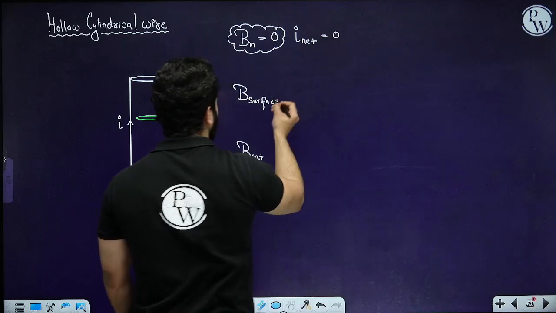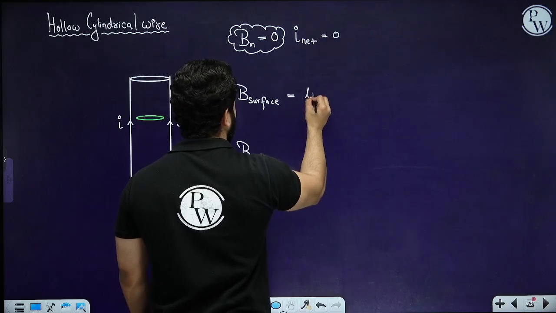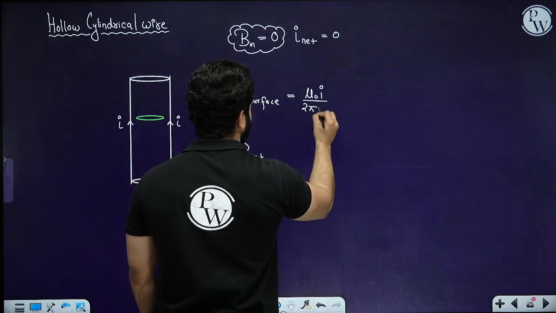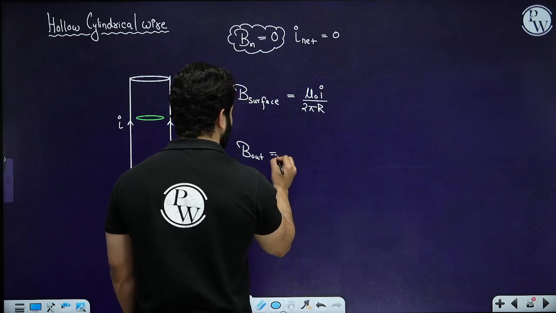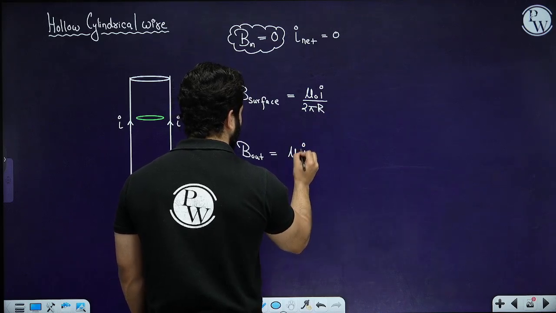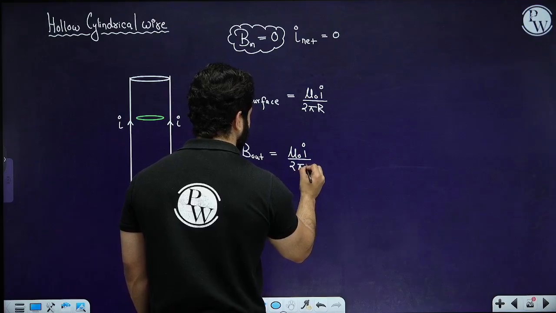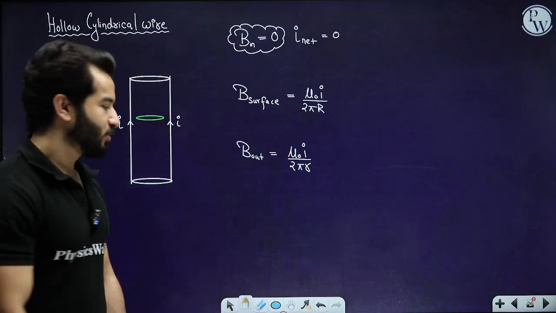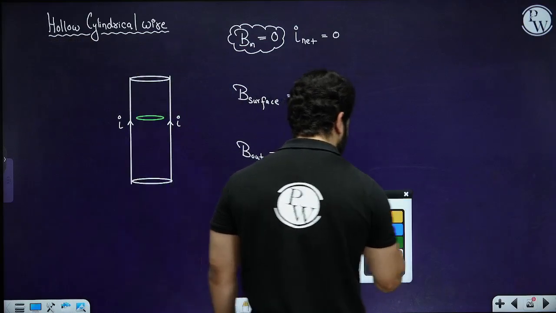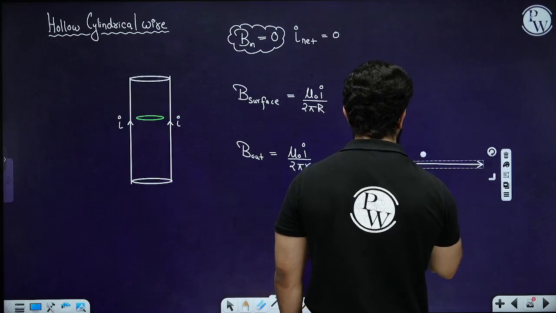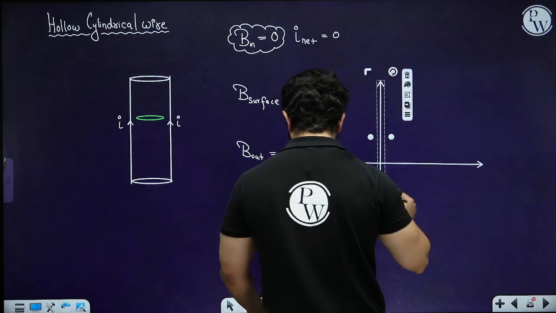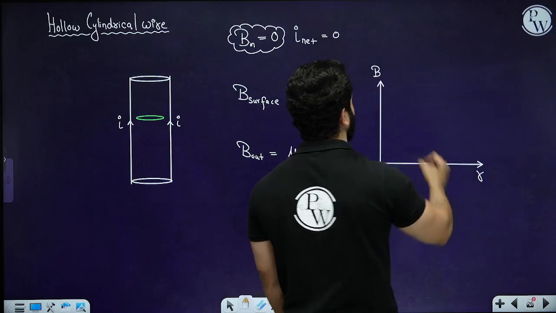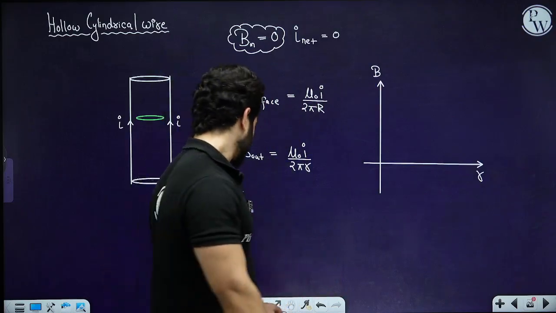If you are going to talk about the surface, it will again come out as mu naught I upon 2 pi R. If you are going to talk about any point other than this, it will become mu naught I upon 2 pi small r. That's it, dosto. What else is remaining, right? If someone is going to talk about the graph of these things, please don't get afraid of graphs now. Everything is similar to what you have done in electrostatics.